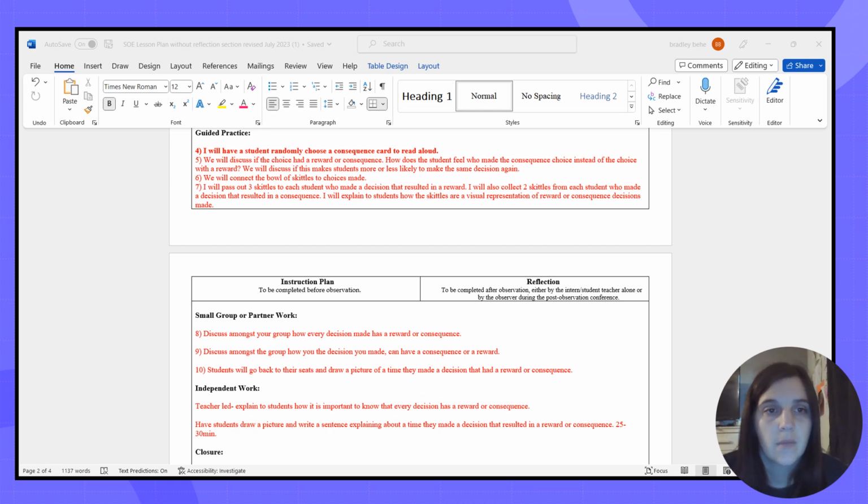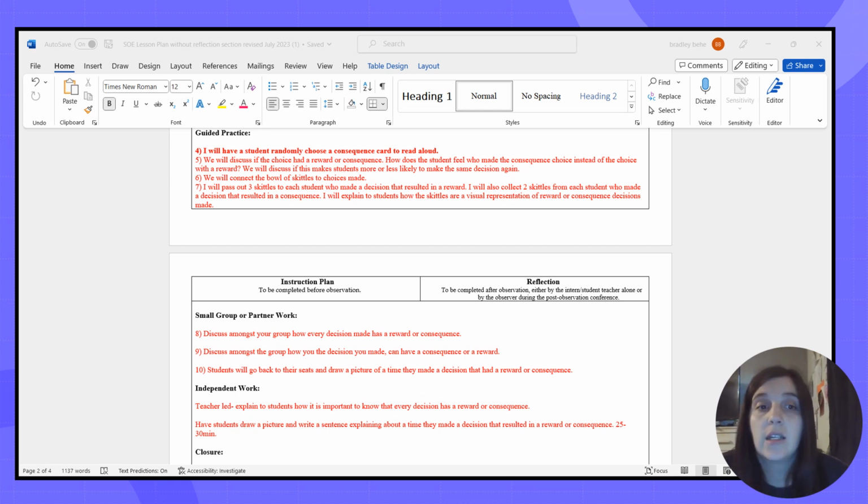We will discuss if the choice that they made has a reward or a consequence. How did the student who made the consequence choice feel? How did the one with the reward decision feel? We can discuss that this makes students more or less likely to make that same decision again. We can take a poll.